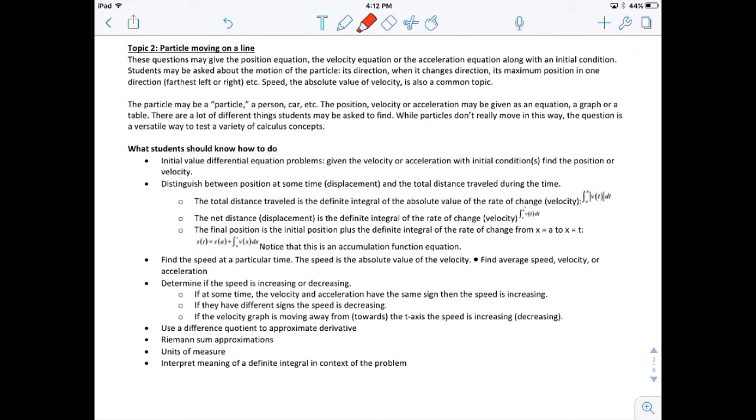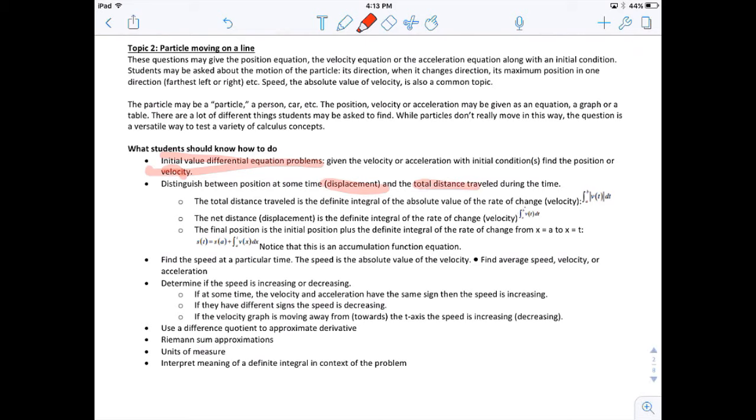So you might be asked to solve an initial value differential equation problem. So I might give you velocity, give you an initial condition, and ask you to find me the position, right? So to work backwards and integrate. You might be asked to distinguish between displacement and total distance. So an important thing to remember there is displacement is your change in position. Distance is the total distance you've traveled, so adding up all your changes in position.